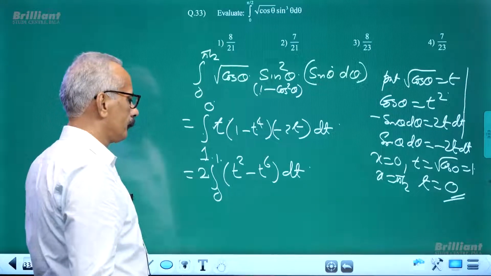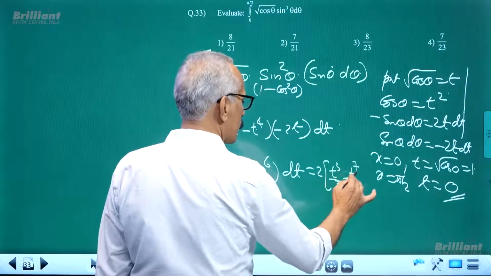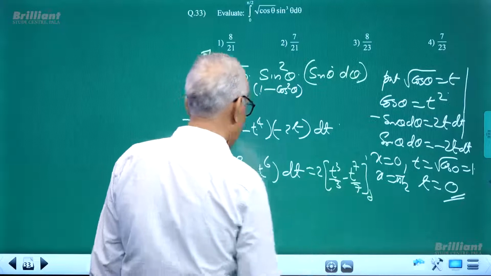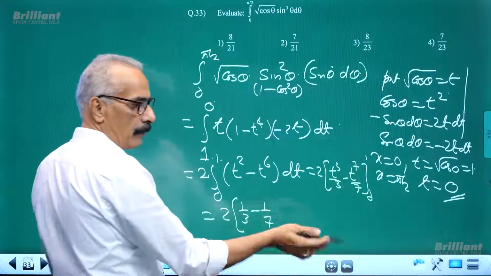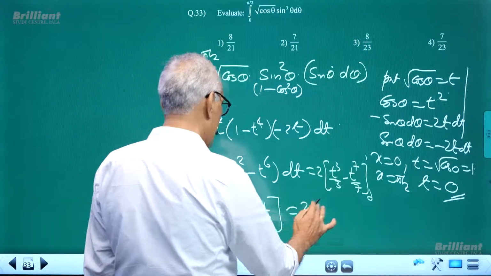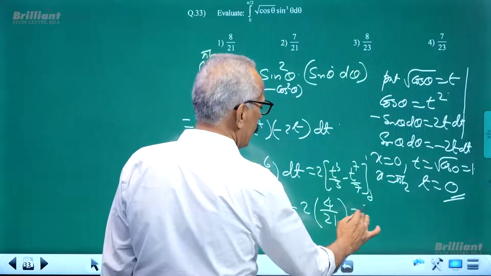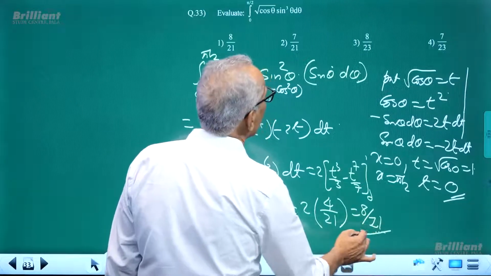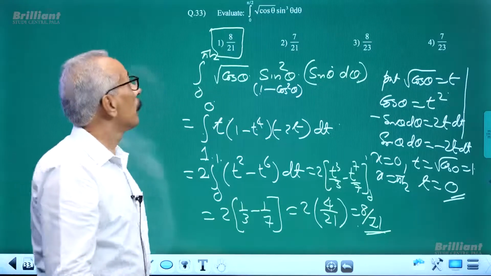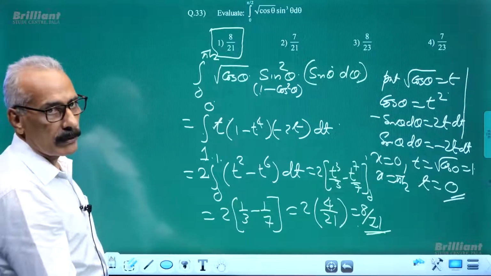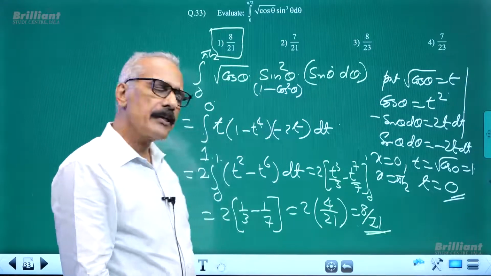We will calculate now. What's the integral? This is 2 into t cube divided by 3 minus t raised to 7 by 7 within the limit 0 to 1. So it will become 2 into 1 by 3 minus 1 by 7, minus lower limit substitute 0. That is 2 into 7 minus 3, 4 divided by 21. That is 8 divided by 21. You have 8 divided by 21 as your answer. Clear? That's the way. Root cos theta, that's the difficulty. Put root cos theta is equal to t. Integration.